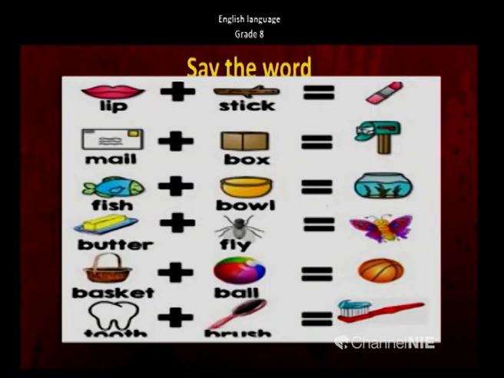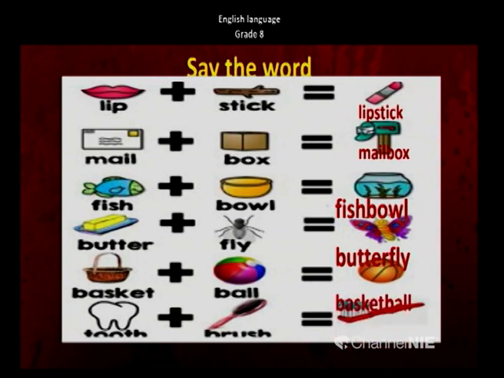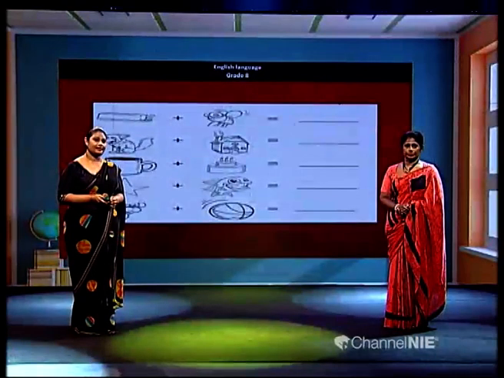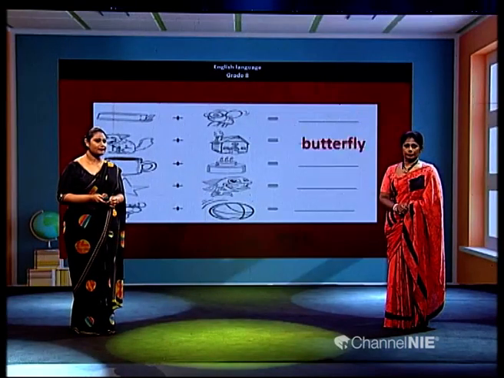Alright, now you have lip and stick, that is lipstick. What about mail and box, children? Mailbox. Fish and bowl, fish bowl. Butter and fly, butterfly. Basket and a ball there, can you see? Basketball. Tooth and brush, toothbrush. Alright. Then again you have something here.